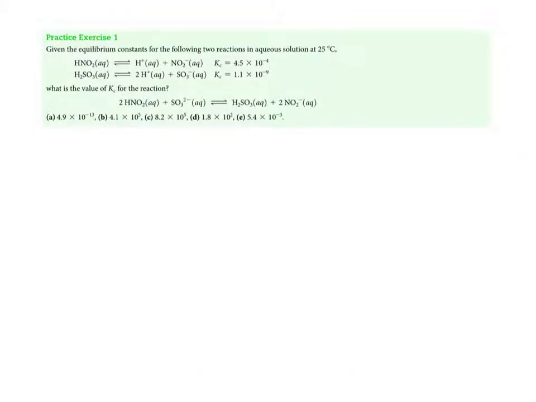Okay, this is a similar problem. You can pause it, solve it yourself, and then fast forward, or you can work with me to solve the problem. We are looking for the equilibrium constant for this reaction, and we're given 2 reactions. They all occur at 25 degrees Celsius, and these are our equilibrium constants. This is for this one, for this one. So first we need to see how we manipulate these 2 and add them together to get this reaction.